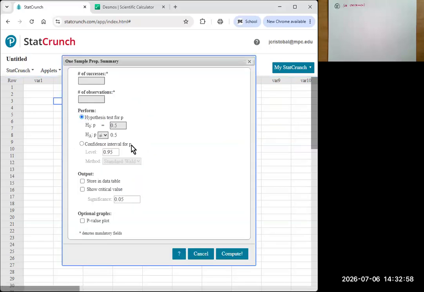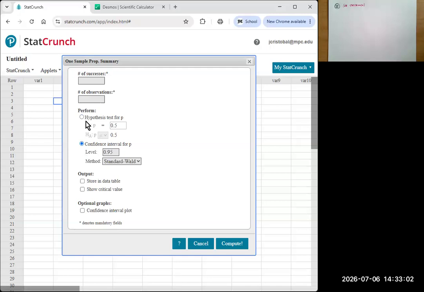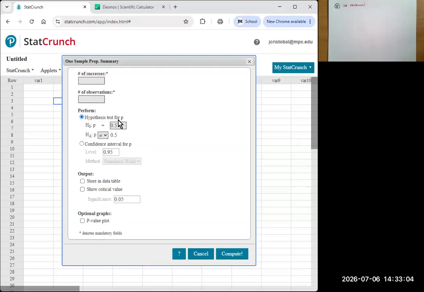What we talked about before with confidence intervals, we highlighted that option. Now we're going to stick to hypothesis tests, right there in front of us from before. And now we start to input: our number of successes, our X value, and your number of observations, your sample size, that's your N. And then we'll put in the quantity from our null hypothesis. Let me start to fill in.